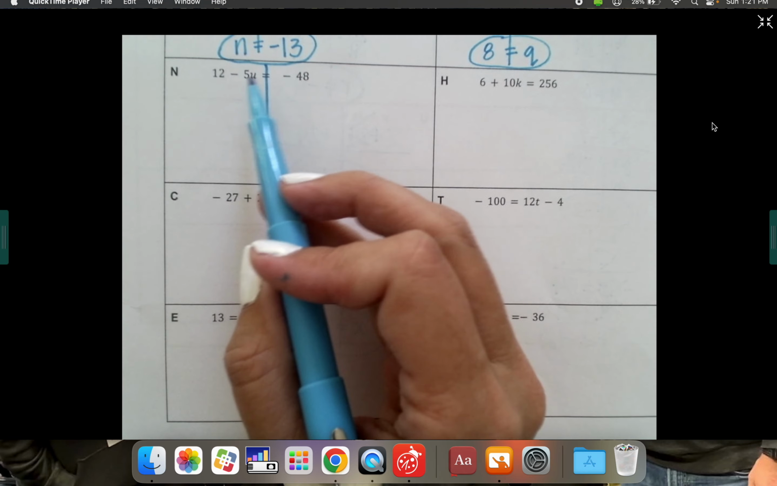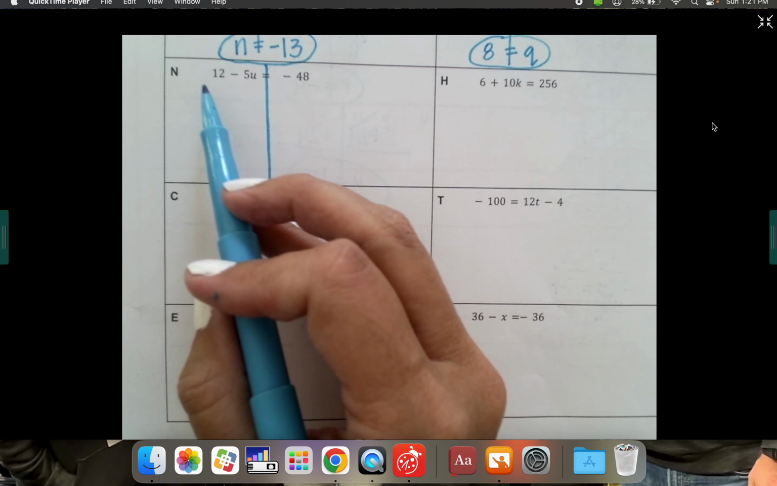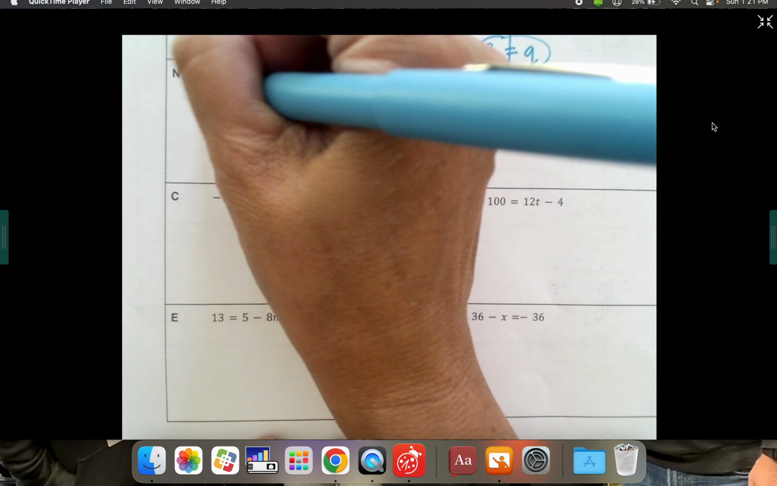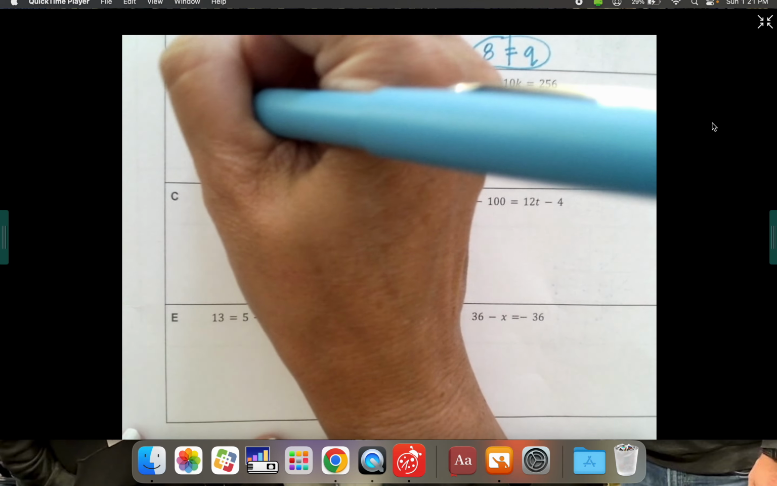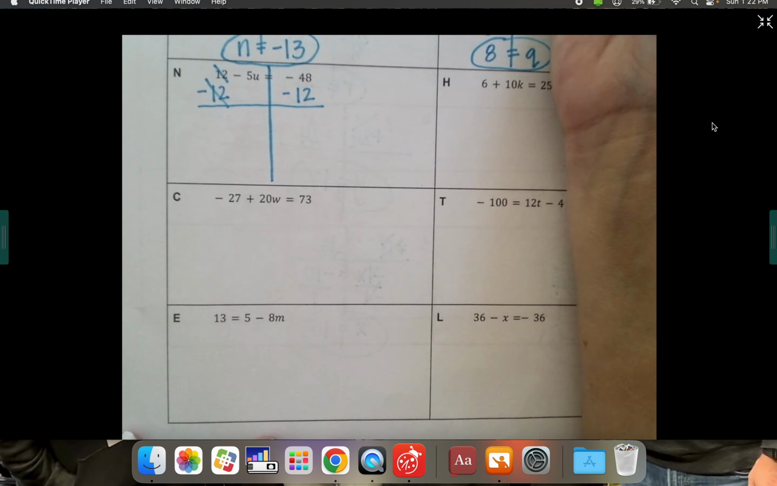All right, we need to keep this together till the end and get rid of the 12. Don't look at the minus and think you need to add 12. If you were to add 12, it'd be 24. We need to subtract 12 to make it equal 0. So we're going to subtract 12 on both sides. 12 minus 12 is 0, so they cancel out.